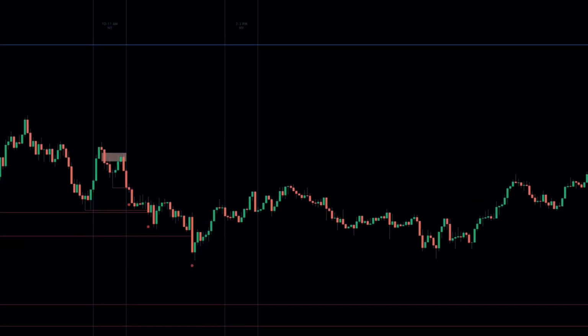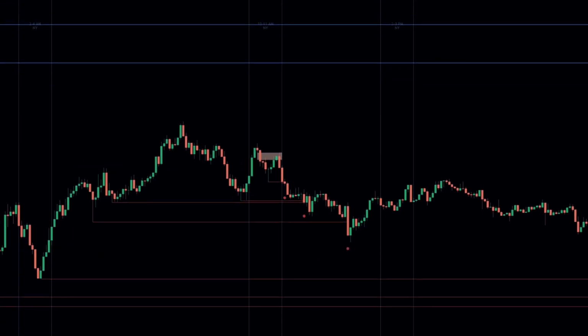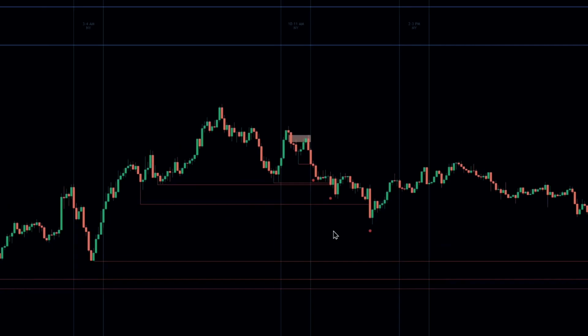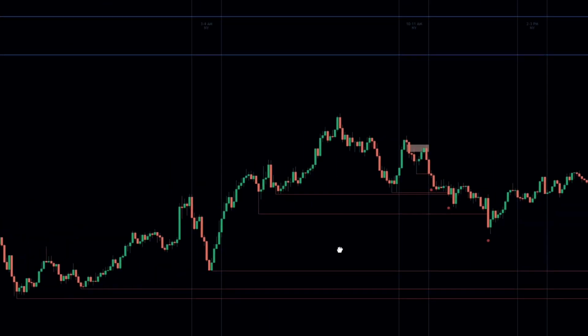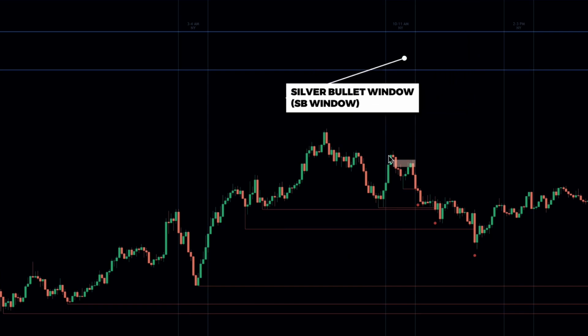Now, let's break down the components of this indicator. The indicator consists of the 3 main elements: silver bullet windows, bullish and bearish fair value gaps, and support and resistance lines. The red lines at the bottom represent support, while the blue lines at top indicate resistance. The area between the 2 gray lines is the silver bullet window. Each day, there are 3 silver bullet windows, as you can see in the indicator settings.